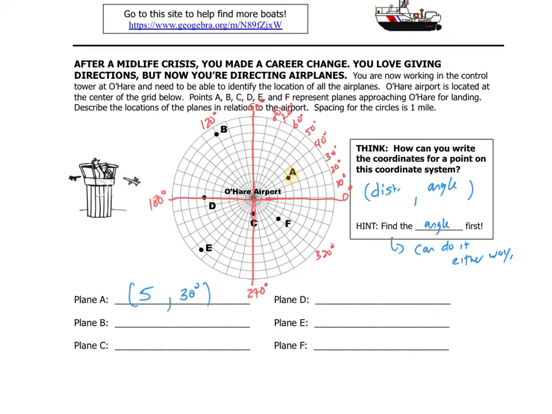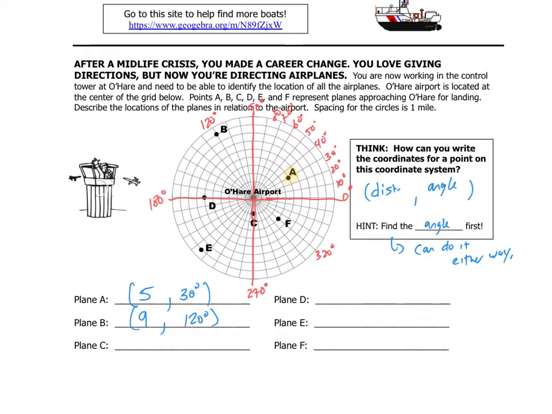Let's do the same thing for point B. And feel free to stop the video and try some of these on your own and then come back, because the best way to do these is for you to find them on your own. So for point B, I can see that point B is at an angle of 120 degrees. So I'm going to write that down, 120 degrees. And then I want to figure out how far it is from the pole. So I'm going to count the circles going out to B. So I'd have 1, 2, 3, 4, 5, 6, 7, 8, 9. So B, plane B, is 9 miles from O'Hare at an angle of 120 degrees.